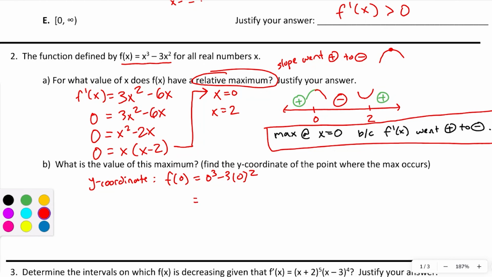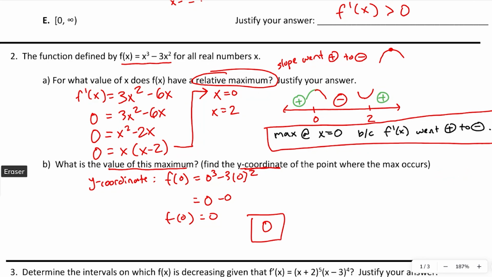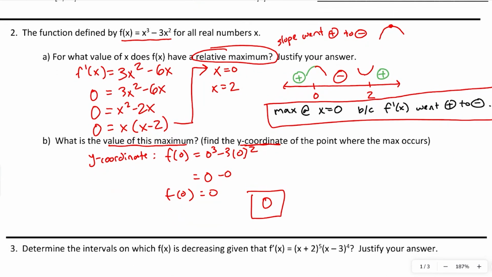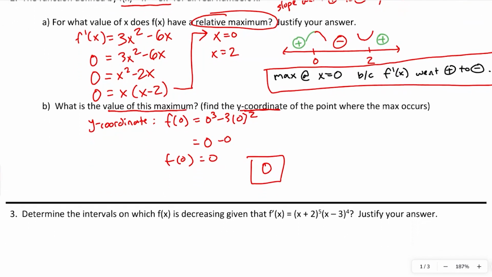So this should be pretty easy. It's just going to be 0 minus 0 is 0. So f of 0 is 0. So we have the value of the maximum is 0. Okay, so we're finding the y coordinate. The actual maximum is at (0, 0). I just want to be real clear that when we're finding the value, we are finding the y coordinate.